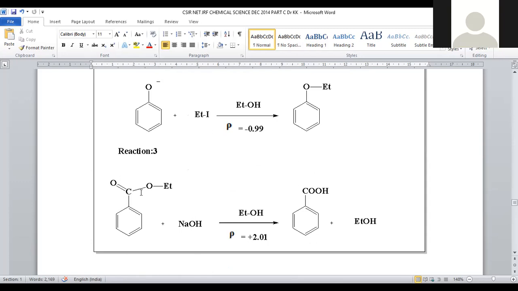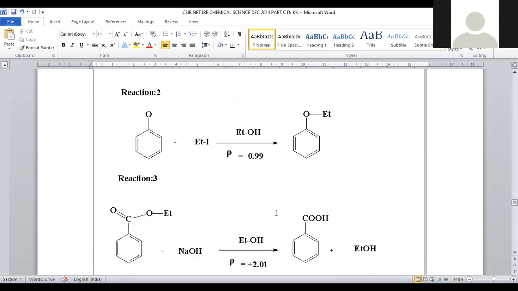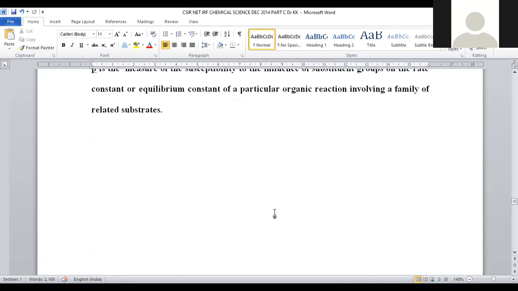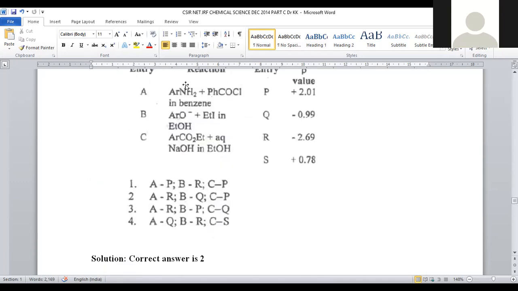Then reaction 3, we are taking the ester treated with alkali base. Again, the condition provided is ethanol. Here it has a positive rho value of +2.01, and the final compounds will be: the ester got hydrolyzed forming carboxylic acid called benzoic acid, and one more compound, ethanol, will be originated. These are the different reactions with different rho values which are provided.